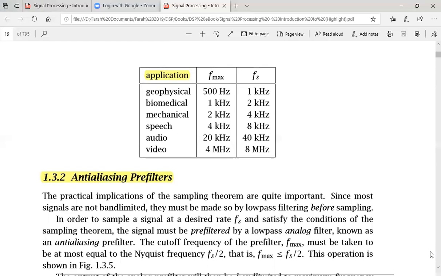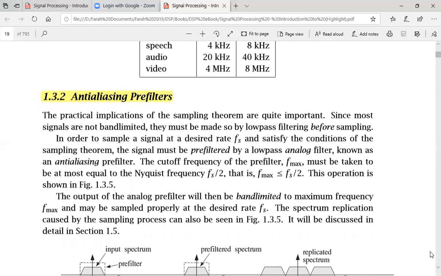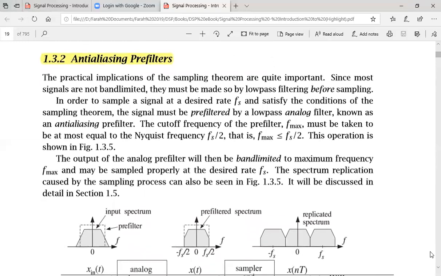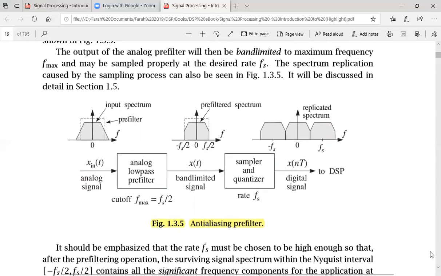Now we come to the anti-aliasing pre-filter. You call it a pre-filter, and this filter would avoid aliasing, which would appear if this pre-filter is not there and you try to directly sample your input signal without passing it through an analog low pass filter. If you want to avoid aliasing, you have to put an analog low pass filter in front of your sampler and quantizer.